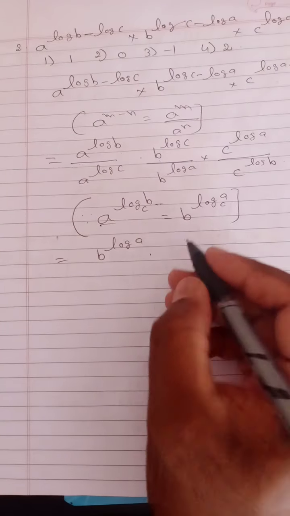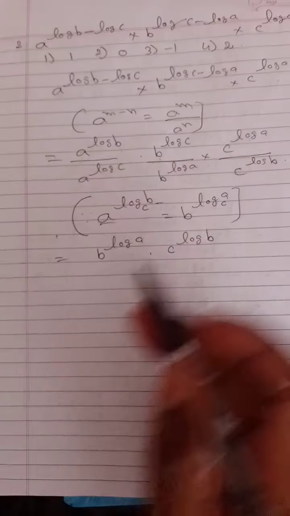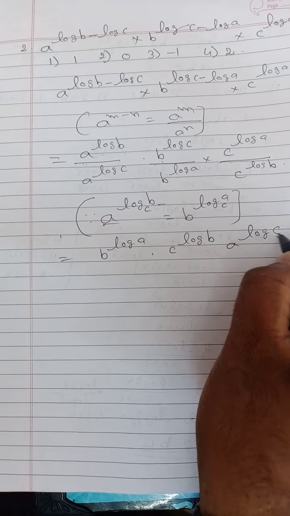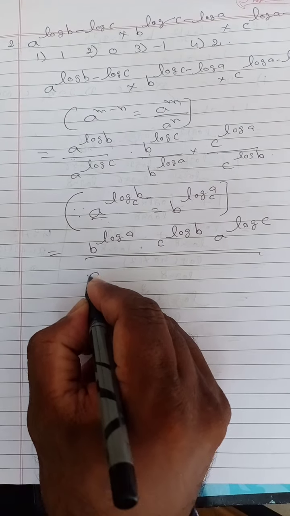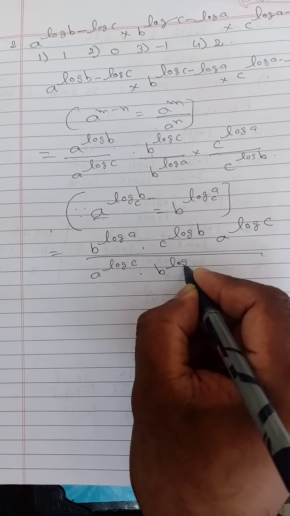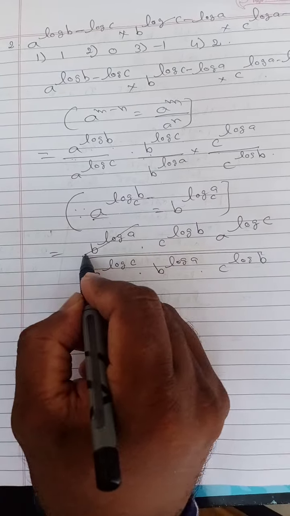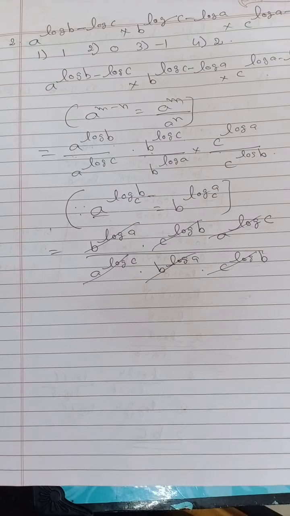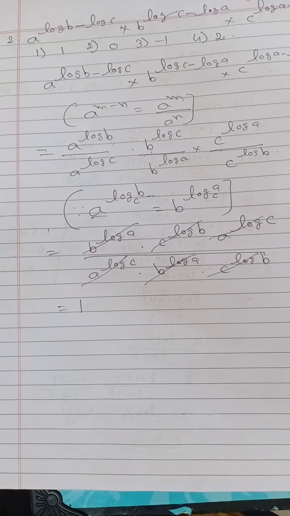Here b power log c, we can also write as c power log b, interchanging b and c. Similarly, c power log a, we can also write as a power log c. Then the denominators we write as they are: a power log c into b power log a into c power log b. If you write like that, you can observe that b power log a is getting cancelled, c power log b is getting cancelled, a power log c is also getting cancelled, so everything is getting cancelled. So the answer is 1. Like that, we have to simplify it.